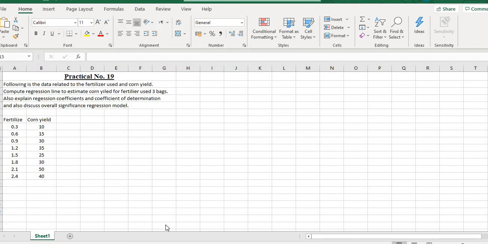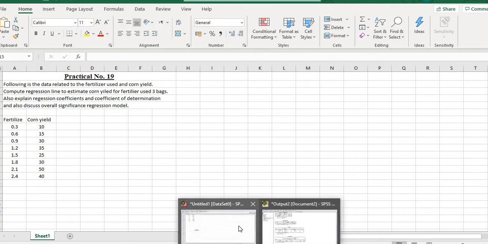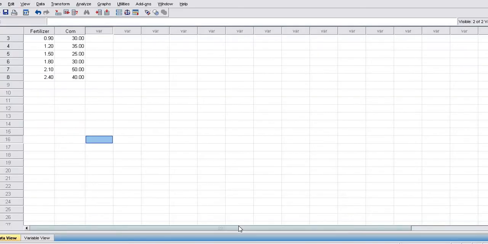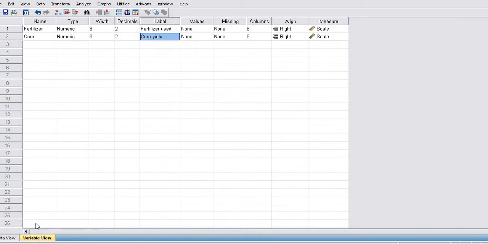The observations have been copied into an SPSS data sheet. The first and second variables have been renamed in variable view, and labels are also given as fertilizer used and corn yield.